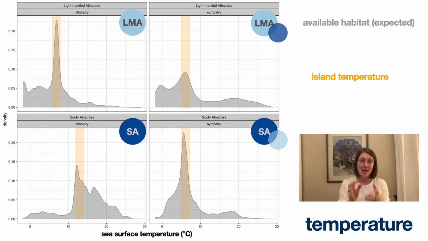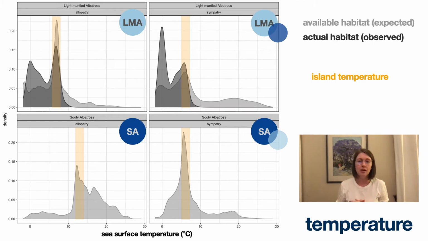And you can see that that peak of availability, that yellow line, is exactly the same for the birds living in sympatry because they're in the same place. Whereas the peak availability for sooty albatrosses in allopatry is warmer than it is for light-mantled albatross because sooty albatrosses nest at more northern islands.